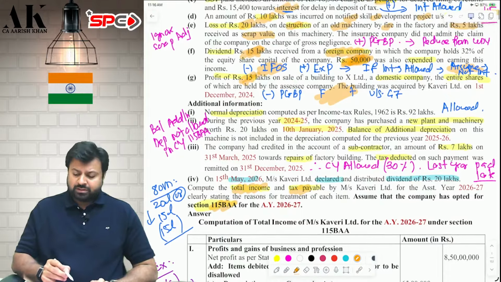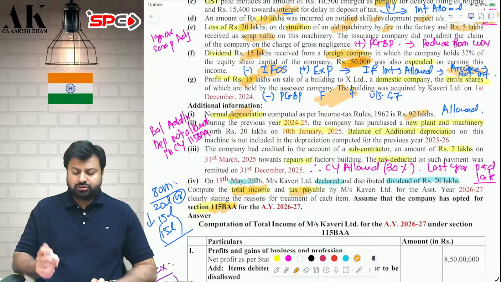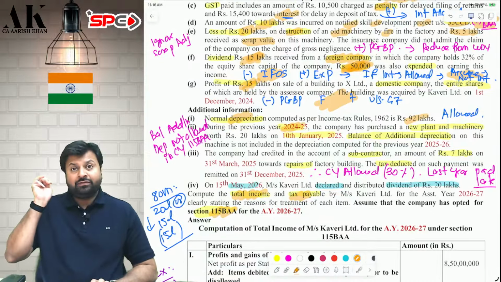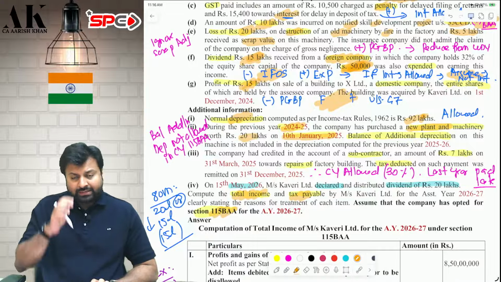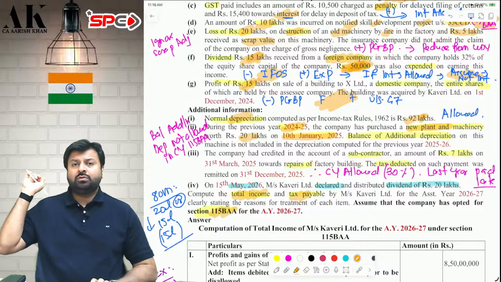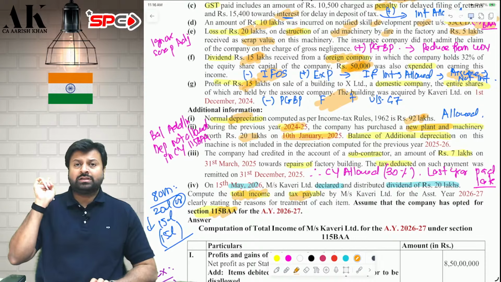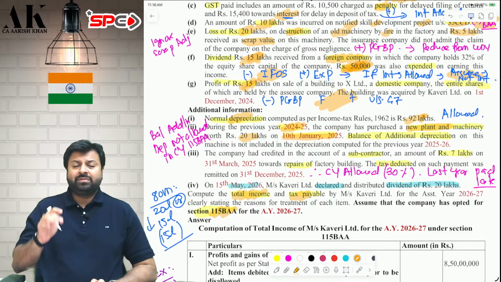Next, some additional information is there. Normal depreciation of 92 lakhs, you can claim as a deduction. Then one more information is there. In last year, 24-25, you have purchased a new machinery on 10th of January for 20 lakhs. Therefore, in the last year, you would have taken 50% additional depreciation because the asset was put to use last year for less than 180 days.